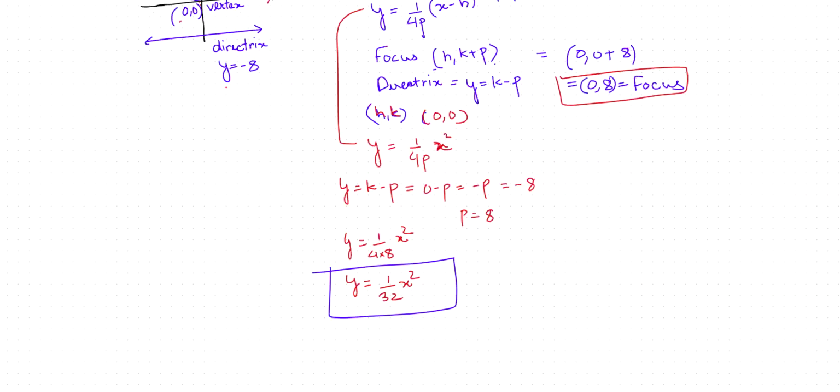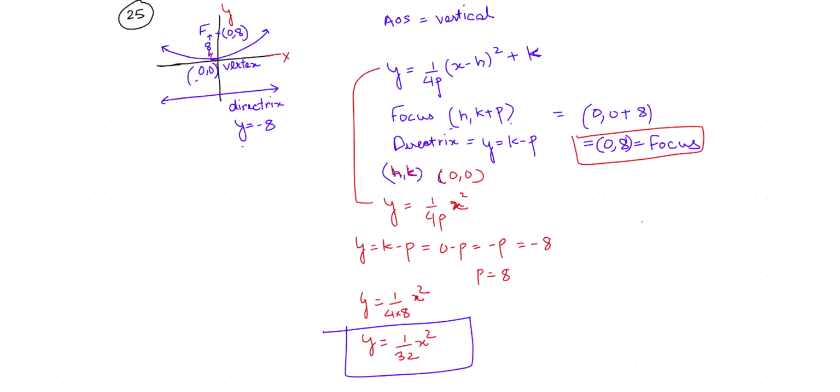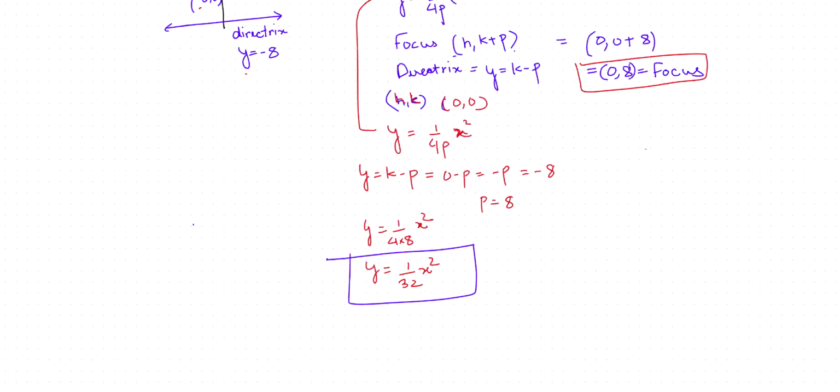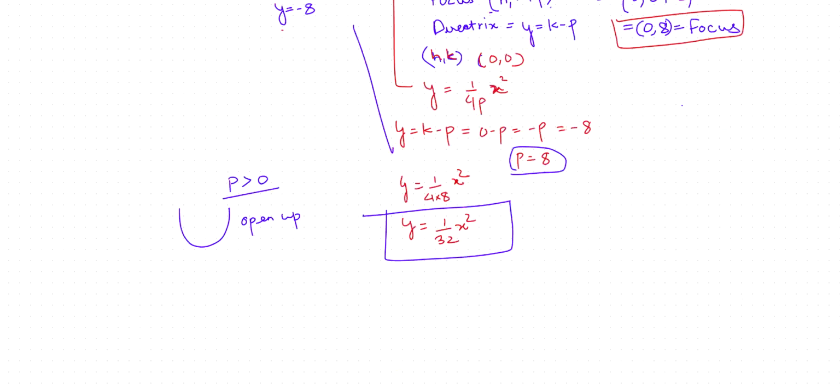So this was a vertical parabola which opens up. Also, we can see here that p is greater than 0. We got p equal to 8, and when p is greater than 0, the parabola opens up. So it matches our result. Whatever is given to us, it matches our results. Okay, let's do the next question.